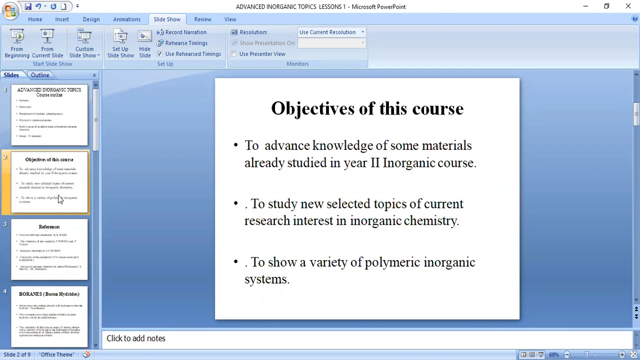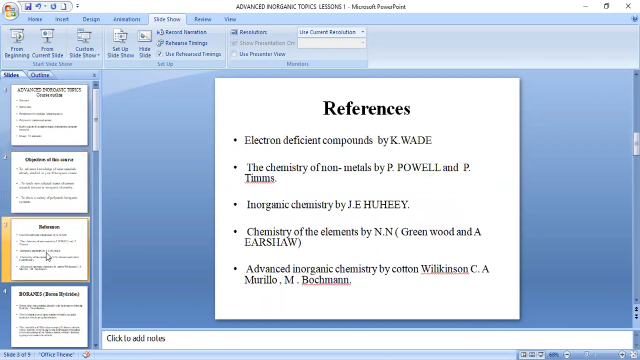Information on this course can be obtained from Electron Deficient Compounds by Wade, The Chemistry of Nonmetals by Powell and his colleague, Inorganic Chemistry by Huheey, Chemistry of the Elements by Greenwood and his colleague, Advanced Inorganic Chemistry by Cotton and Wilkinson, and others.